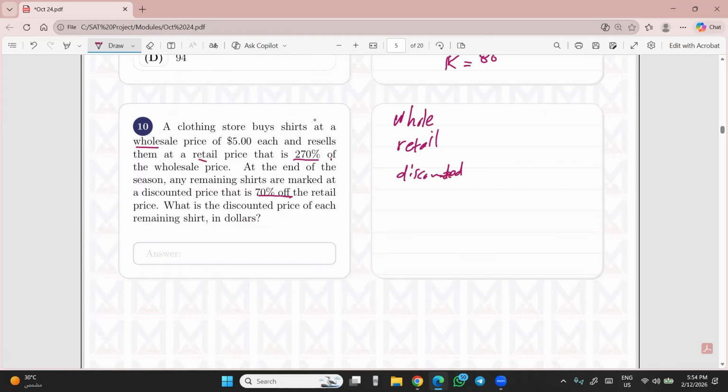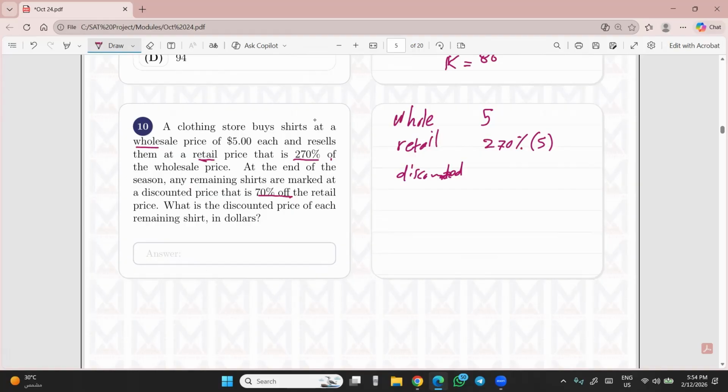So we consider three things. The wholesale price is equal to $5. How can we get the retail? Because the question says the retail price is equal to 170% of, which means multiplied by, the wholesale price, which is 5. That's the retail price.